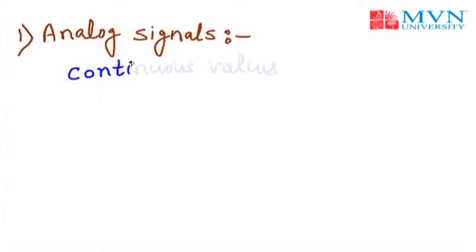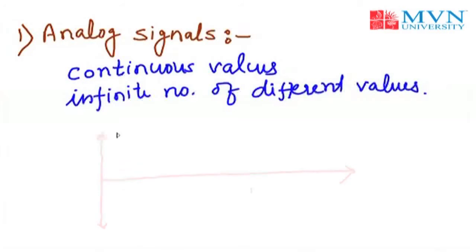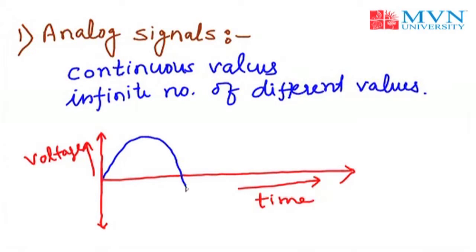First one is analog signals and second one is digital signals. First of all, we will discuss analog signals. An analog signal has continuous values and it can have an infinite number of different values. It can be represented with a waveform. Suppose we take time on the x-axis and some variable, say voltage, on the y-axis. Then we can show an analog signal like this. As we can see, it has a different value at different instants of time, and from 0 to time t it can have infinite values.